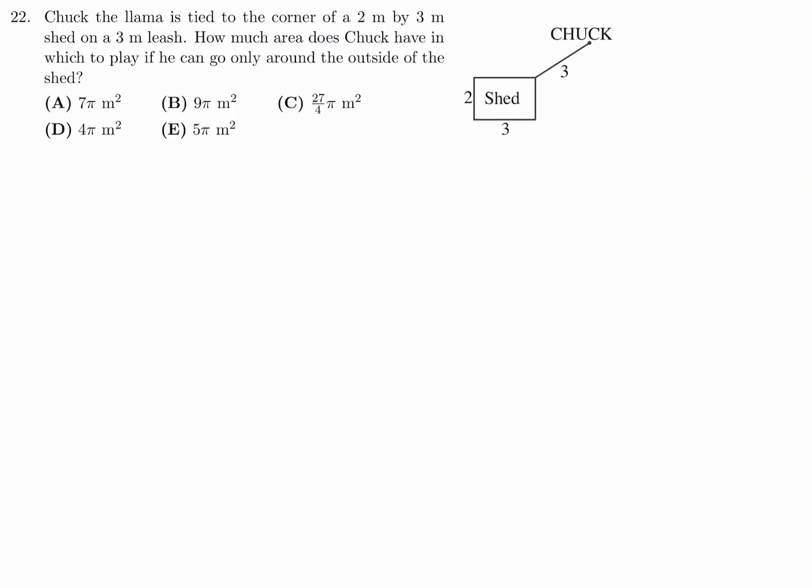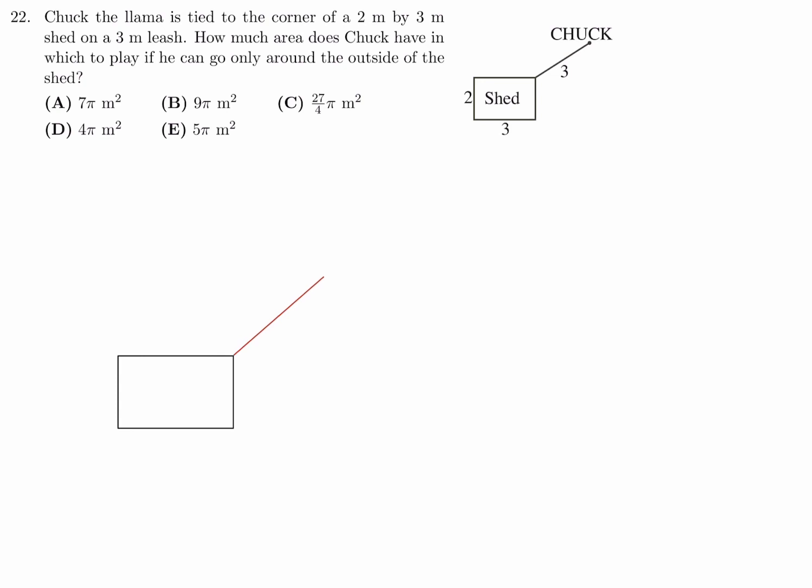Chuck the Llama is tied to the corner of a 2 meter by 3 meter shed on a 3 meter leash. How much area does Chuck have in which to play if he can go only around the outside of the shed? So let's draw this again here. So here we go. This is the shed approximately. And here I'm going to draw the leash like that. Was it 3? Yeah, 3 meters.